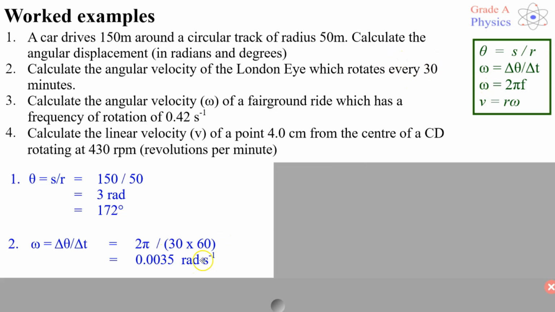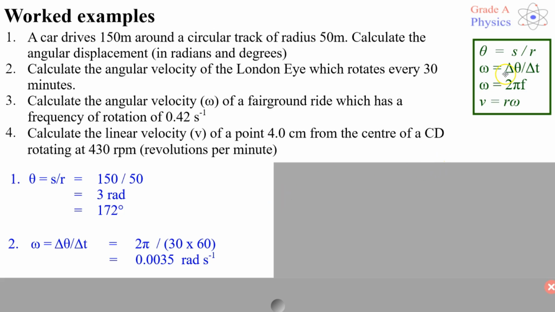We could write it as radians per minute, but we would normally use SI units. So 30 times 60 would give us radians per second, and we get this fairly small number here of radians per second. Angular velocity.